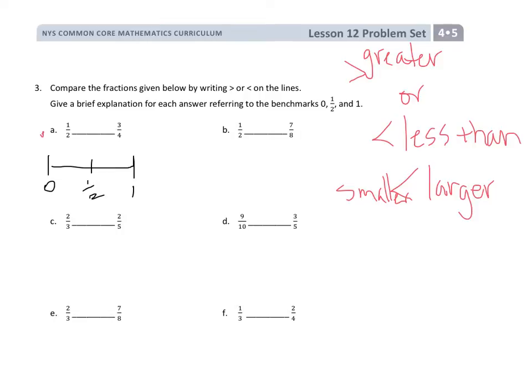So we know 0 would, of course, be 0 out of 4. 1 whole would be 4 out of 4. So if we think about what's halfway, well, what's half of 4? It's 2/4. So the equivalent fraction to half is 2/4. Well, if we have 3/4, 3/4 is then greater. So we would put this symbol in here.